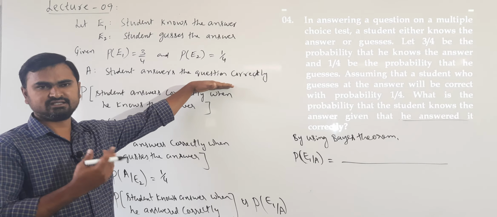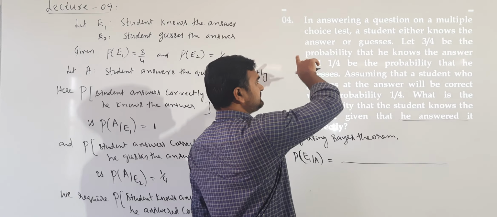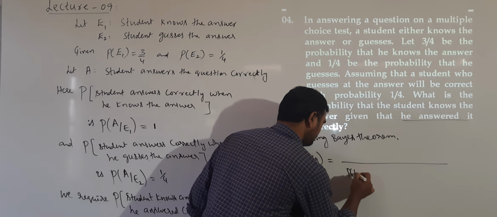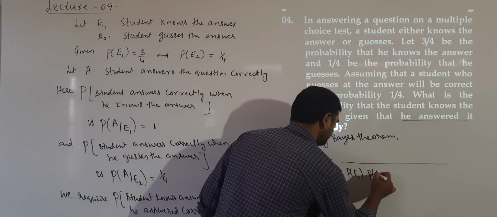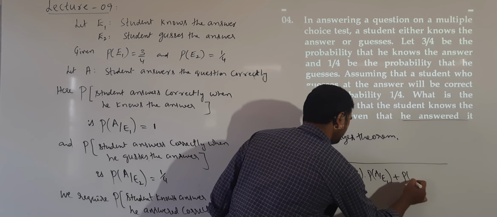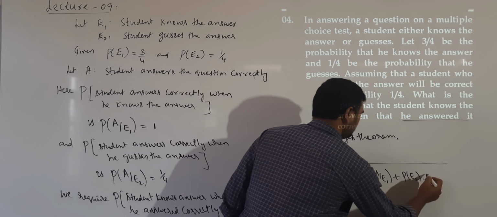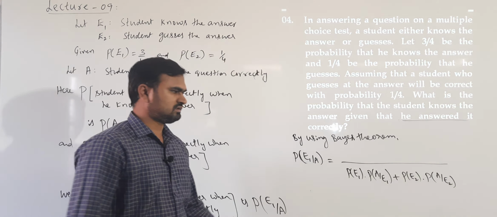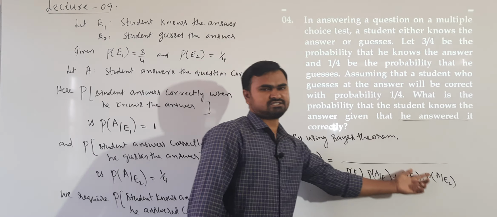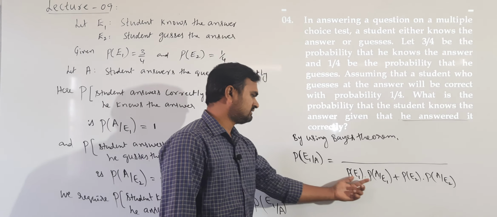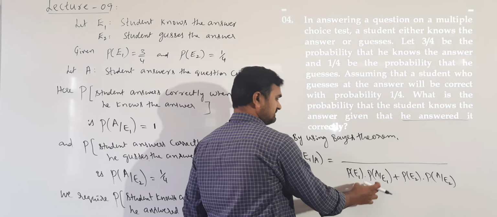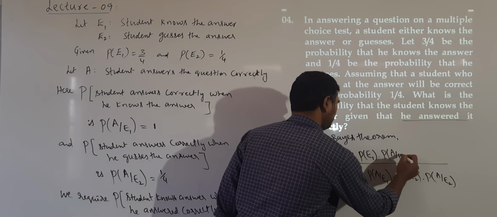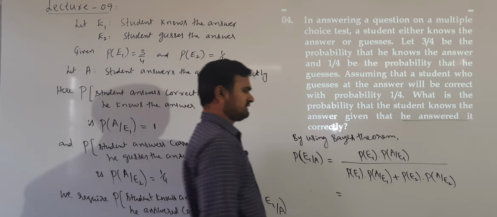So in how many ways can we get the answer correct here? It may be in 2 cases. Either he knows the answer or he guesses the answer. So probability of knowing the answer and answering correctly, or probability of guessing the answer and still getting it correct. These are the 2 cases. Now out of these 2 cases, which case are we interested in here? We are interested in the first case. So write this first case in the numerator, P of E1 into P of A given E1. You can substitute and simplify.